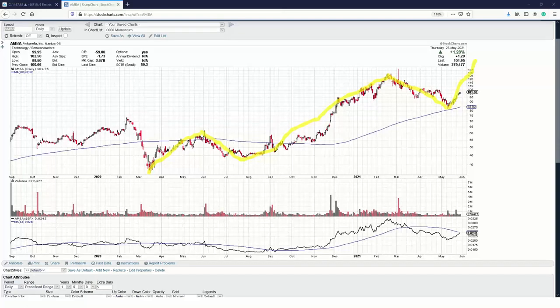So there you go. Once I understand what a good trade looks like on a price chart, all I do is look for that picture. And this is my picture.